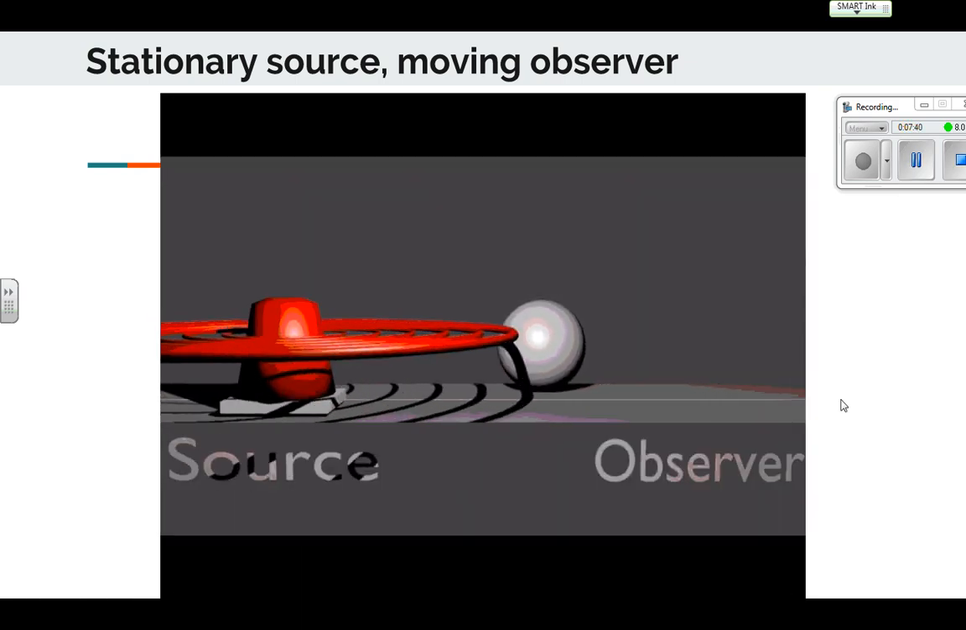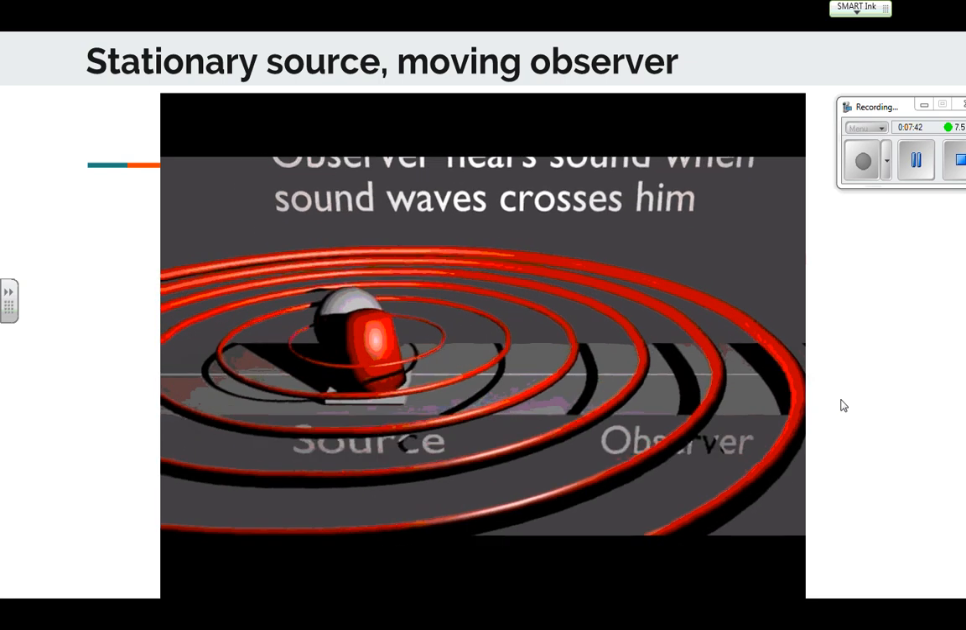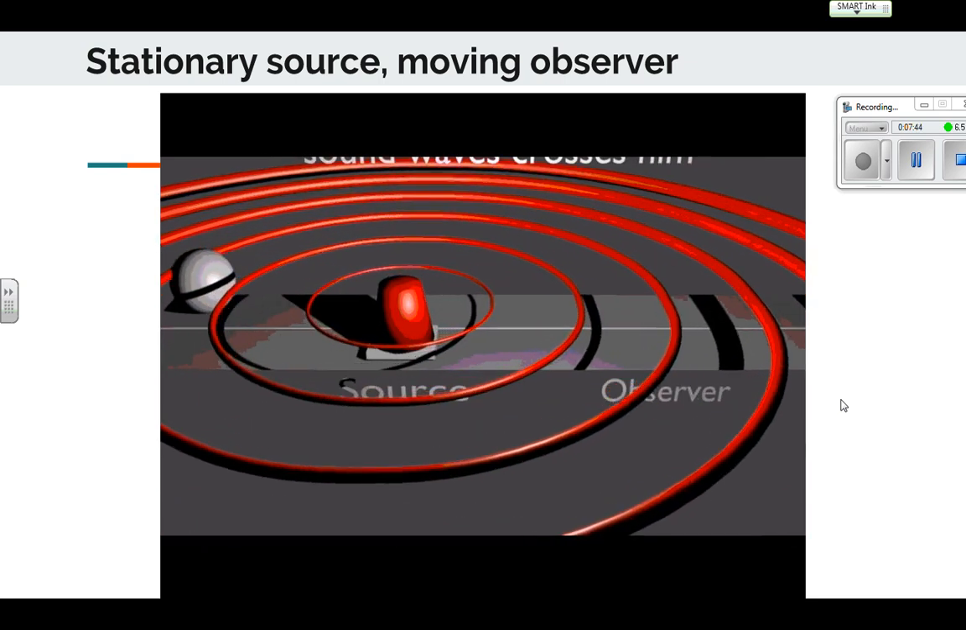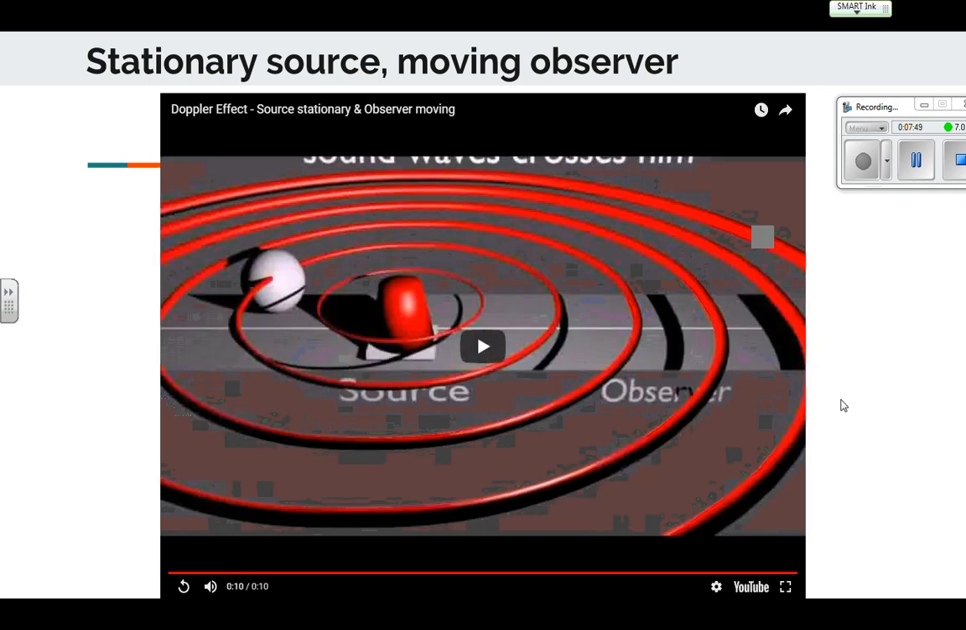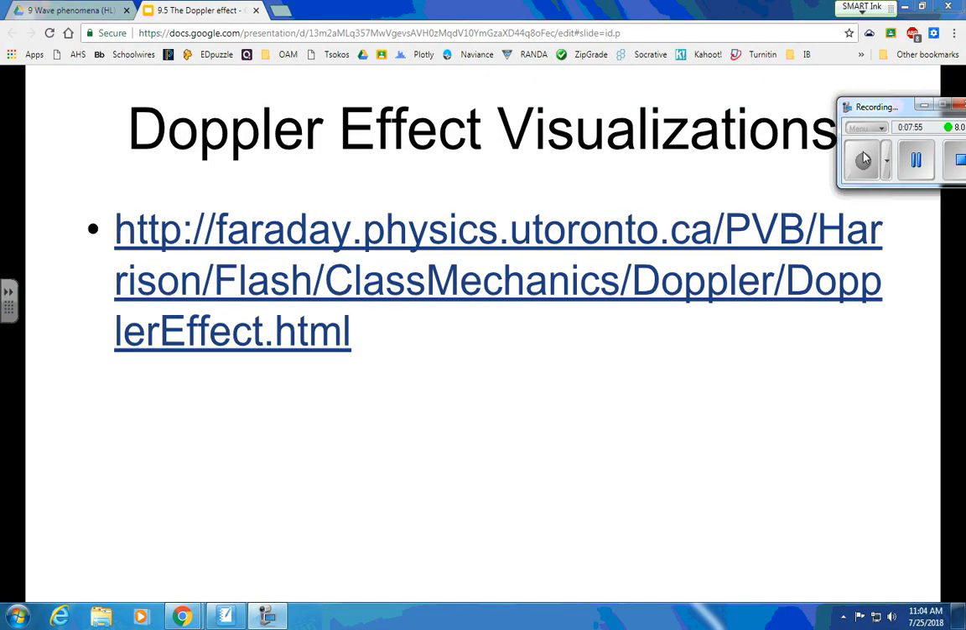Okay, notice that, again, the wavelength is staying constant, but because the observer is moving through the waves, the speed of the waves appears to change. The speed is increased when the observer is moving towards the source, and the speed is decreased when the observer is moving away from the source.